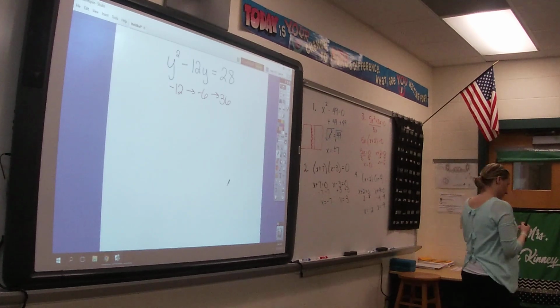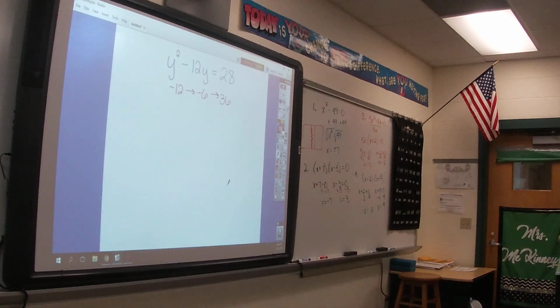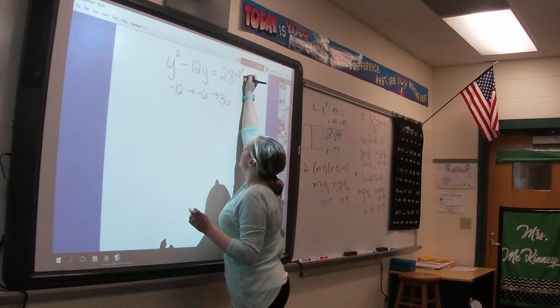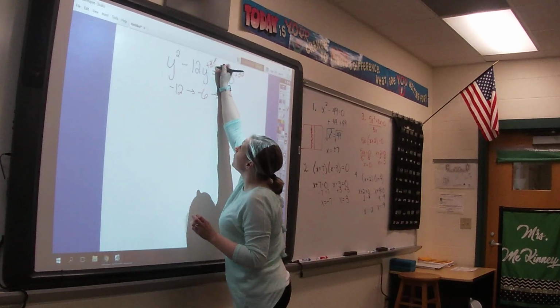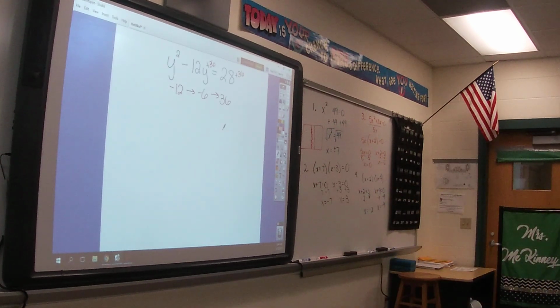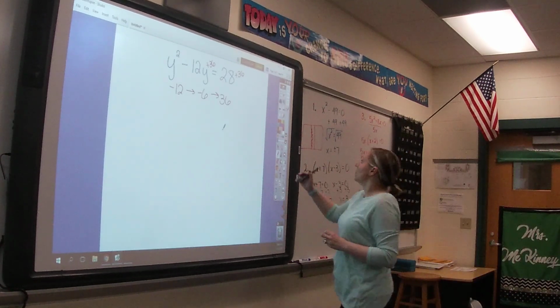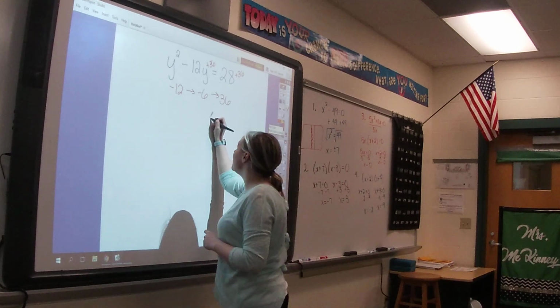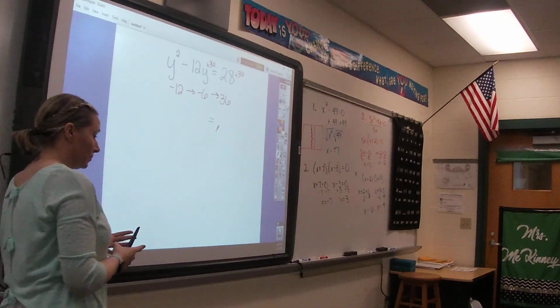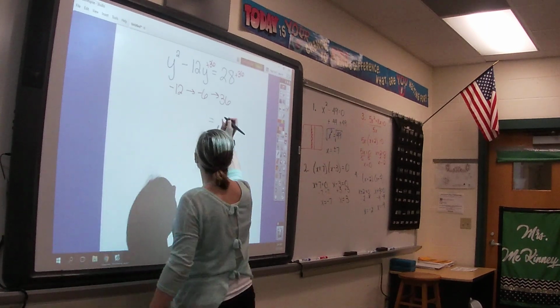Add it to both sides. What are we going to do with that 36? Add it to both sides. I mean, you could rewrite an entire another line. I just don't necessarily need to be able to find that. 28 plus 36 is 64.